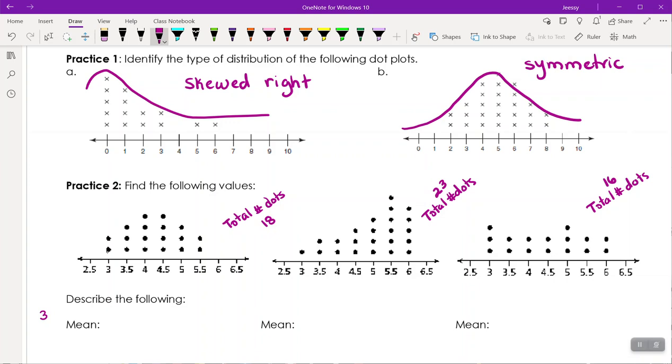What's 3? You see how 3 happens 2 times? So 3 times 2 plus, you see how 3.5 happens how many times? So 3.5 times 3. 4 happens how many times? 4. Right? Unless y'all want to put 4 plus 4 plus 4 plus 4. Okay, you go ahead and do it then. 4.5 happens how many times? 5 happens 3 times. And 5.5 happens 2 times.